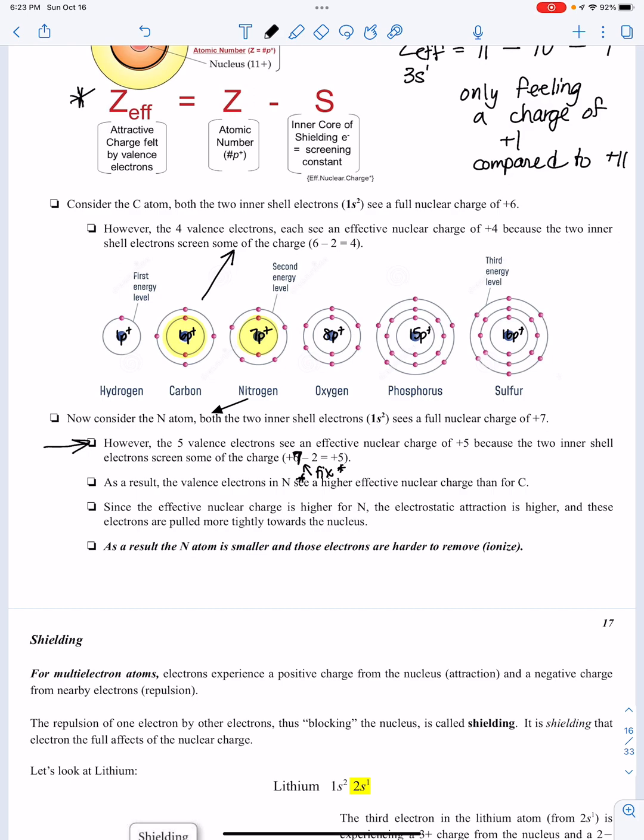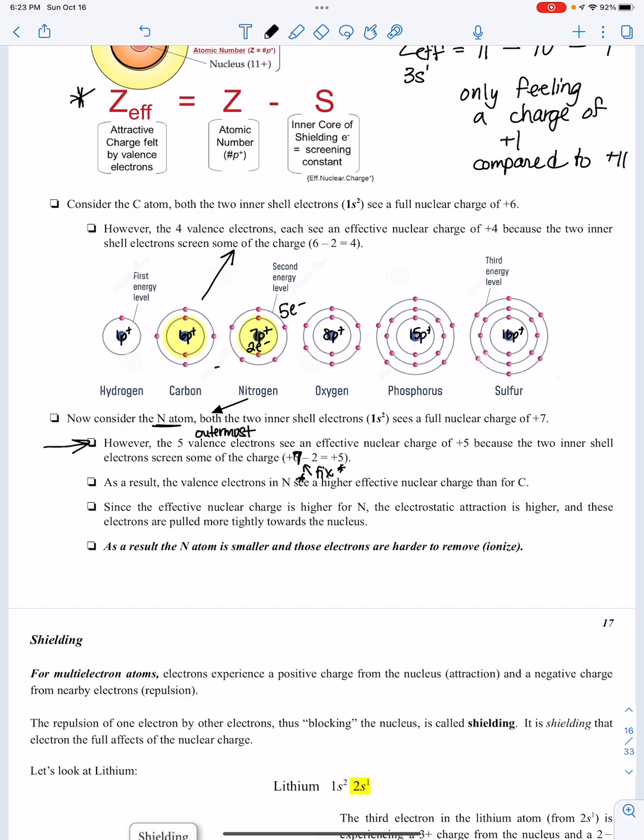It says the 5 valence electrons, remember, valence is outermost, see an effective nuclear charge of plus 5 because the 2 inner shell electrons screen or shield some of the charge. So that should be plus 7 minus 2 plus 5. This is for nitrogen, and here's nitrogen right here. And I kind of highlighted the core inner electrons. There are 2 of them. There's 5 on the outside.